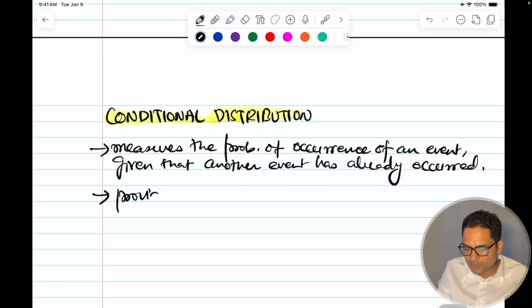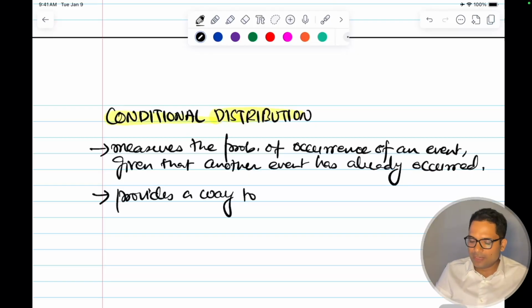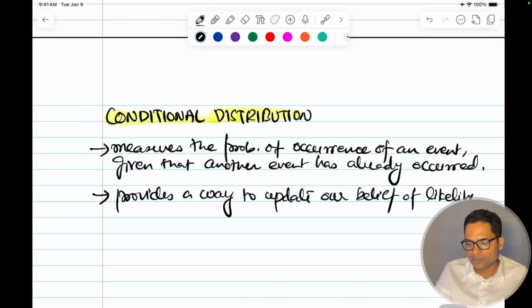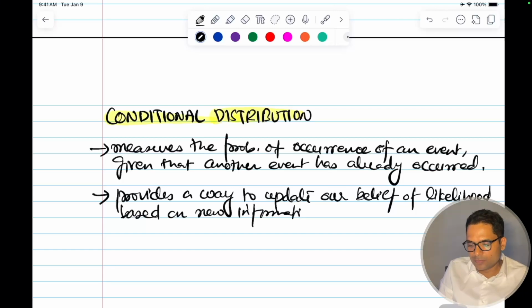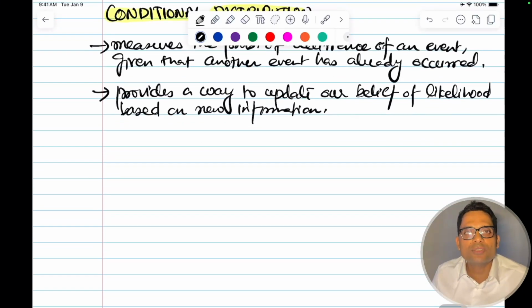So this provides a way to update our belief of likelihood based on new information. Okay, based on new information.